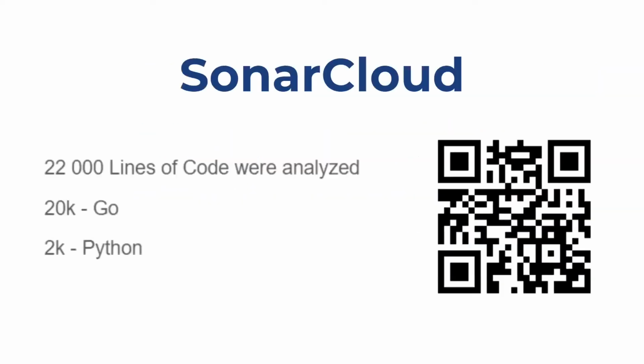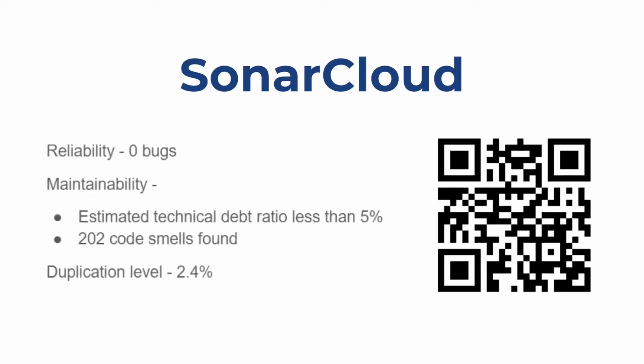Okay, some words about static analysis. We used SonarCloud. We have the same results as the previous team, so SonarCloud doesn't give us the ability to test C++ code, but there are about 22,000 lines of C++, 20,000 lines of Go and 2,000 of Python. So these are the results.